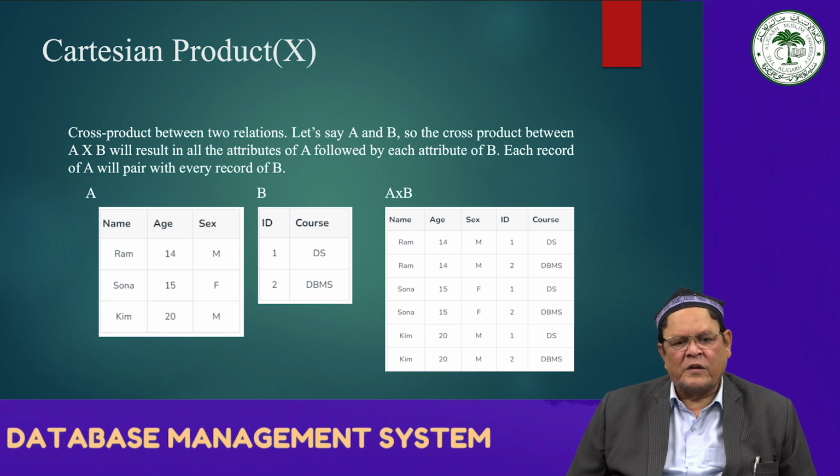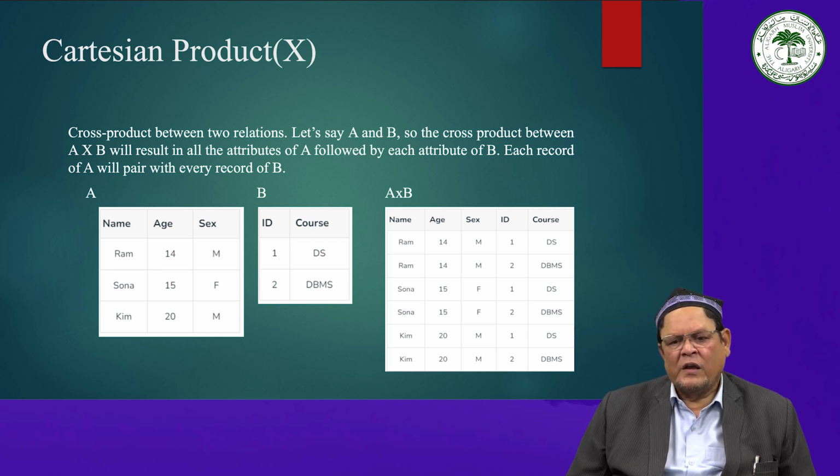The Cartesian product operator is represented by the symbol X. When applied to two relations A and B, it produces a new relation containing all possible combinations of tuples of A and B. The resulting relation has cardinality equal to the product of the cardinalities of A and B.